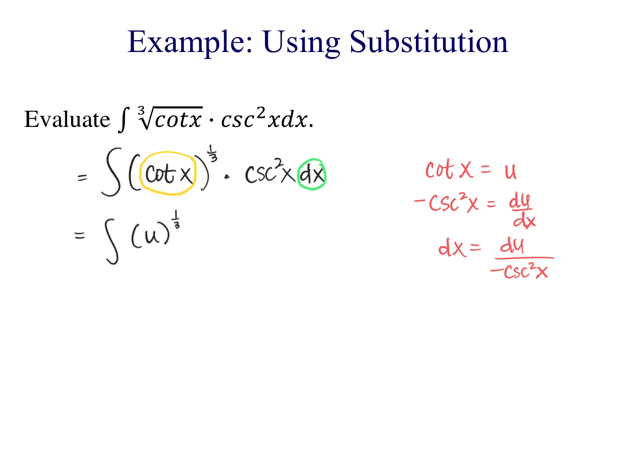So we have u replaced to the 1/3. We still have the cosecant squared x there, but then when we replace our du, it's going to be over the negative cosecant squared of x. So I have something now that will reduce. That leaves me with a coefficient to pull to the front. So I'm going to reduce my cosecants and pull a negative out to the front, and all I'm left with is u to the 1/3 du.